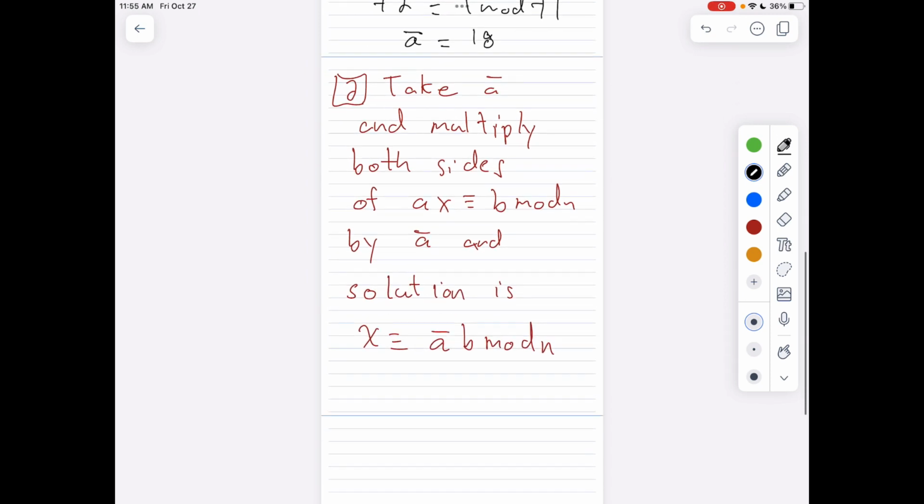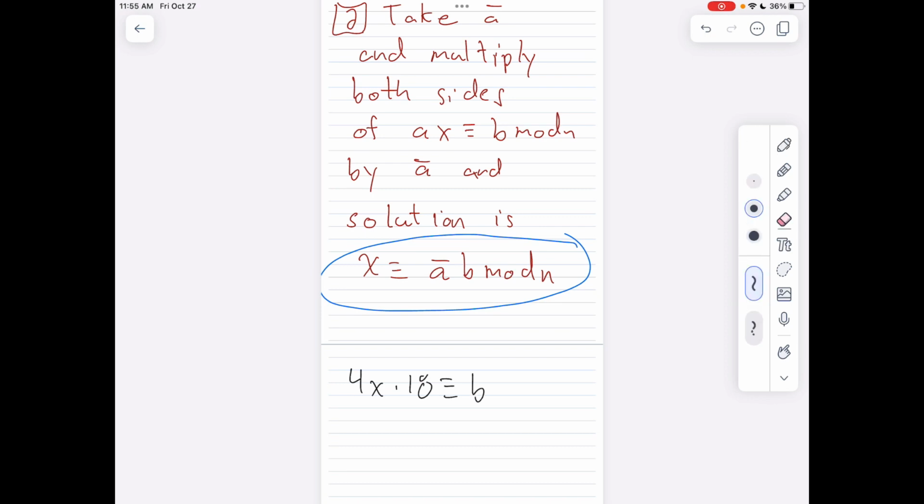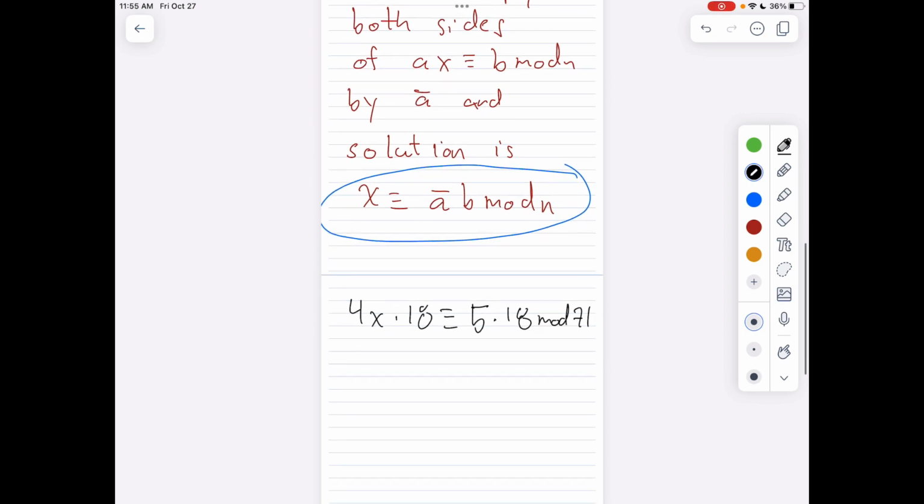Your next step here is to take your a bar and multiply both sides of your original congruence, ax is congruent to b mod n, by a bar. And the solution is what you see written down here: x is congruent to a bar times b mod n. And there's an infinite number of solutions. So in our case, it would be 4x times 18 is congruent to b, which was 5, times 18 mod 71. Okay, that is your solution.